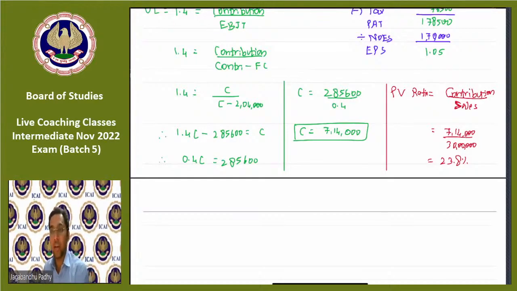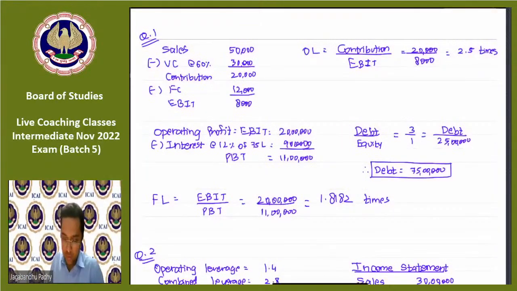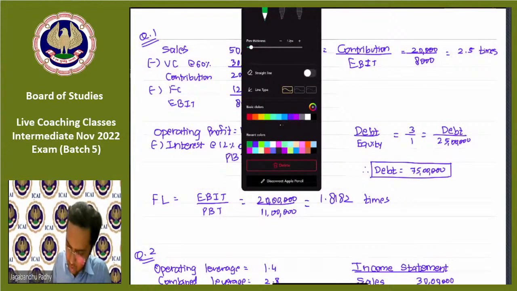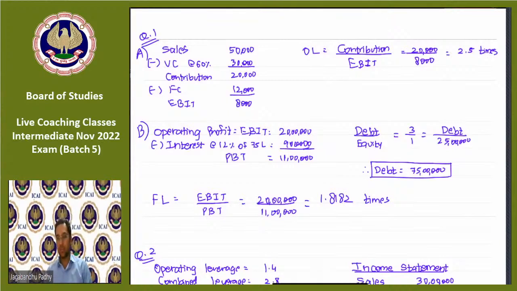Let me look at the query. Gayatri Pandava is asking, sir, in question 1, EBIT in case of operating leverage is what we have calculated, and EBIT in case of financial leverage is what is given in the question. Why have we done it like that? Gayatri, these are two separate questions. The first part was part A of the question, the second part was part B. Both of them are separate.